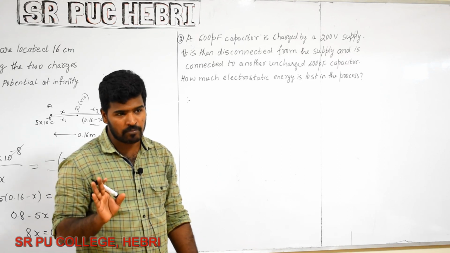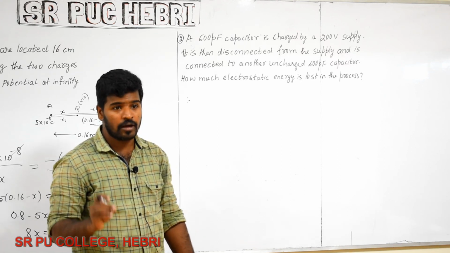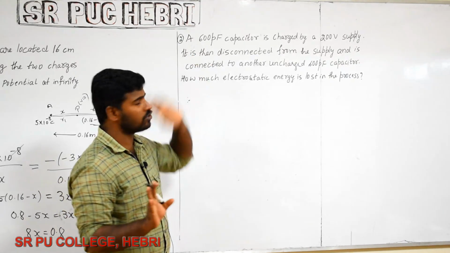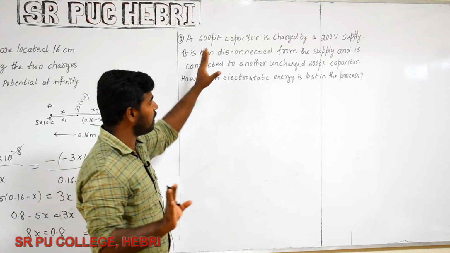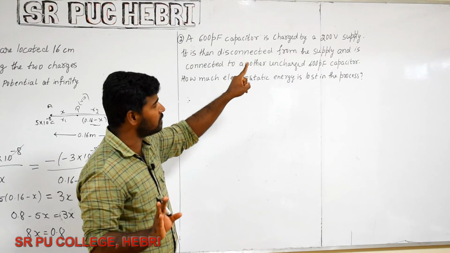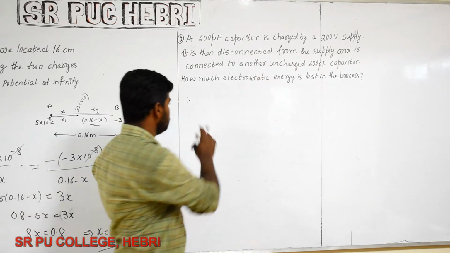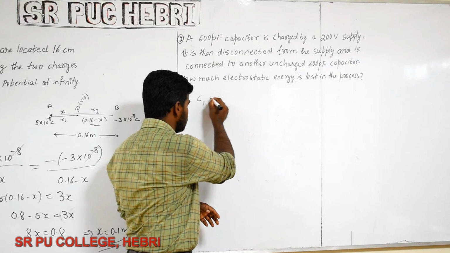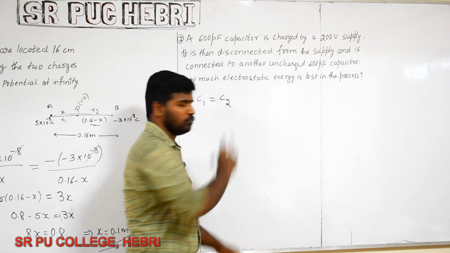Very important 5 mark board question, very important one. The most repeated question. See here, for the first part of the question I will write the conclusion. A 600 picofarad capacitor is charged by a 200 volt supply, which means they are given the condition, the value of C1. In the given question, they are given the value of C1 and C2.